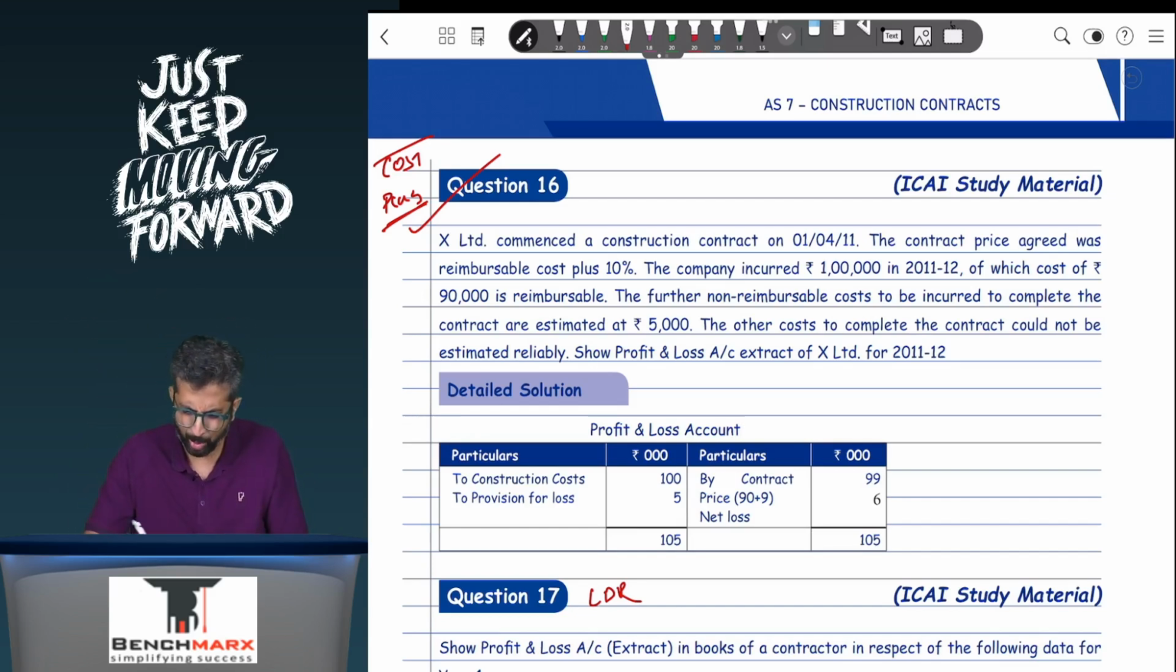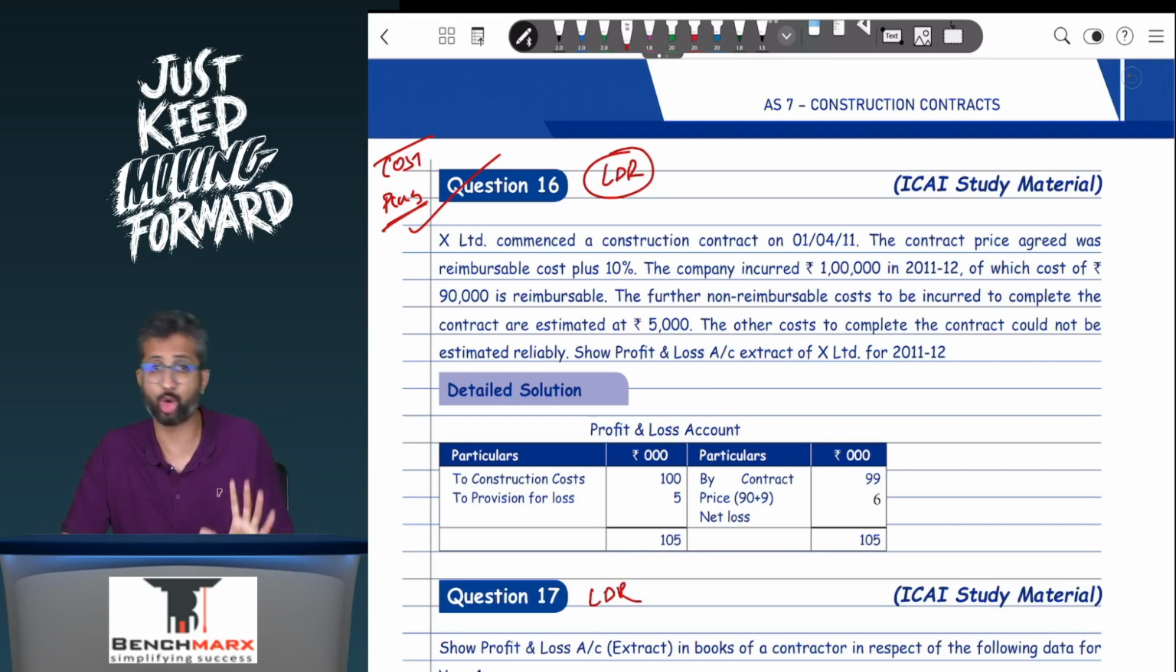So I would even put this in as an LDR question. It is not specifically written, but let's add it because this is the only case where there is a cost plus contract and adjustment done for the same.